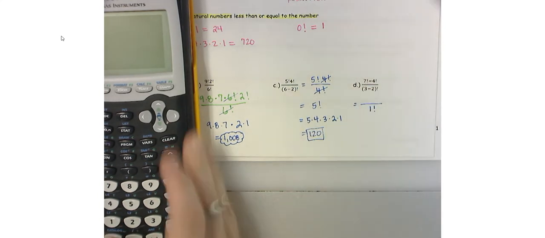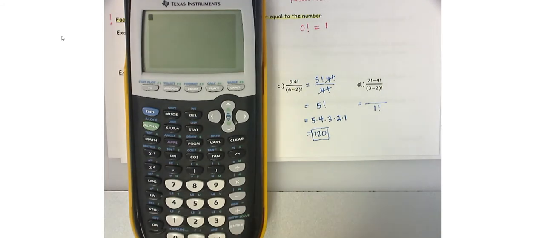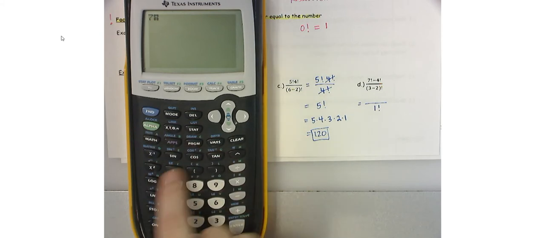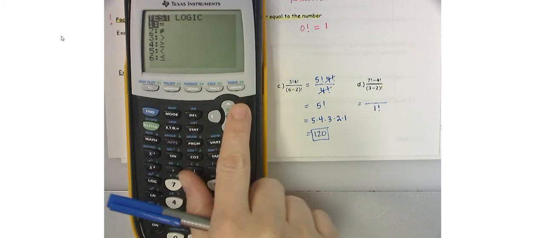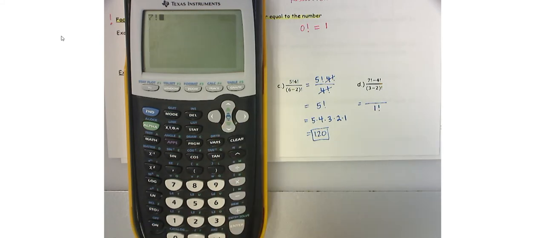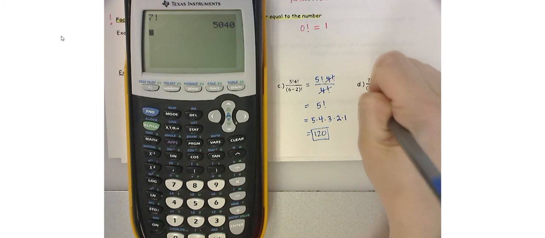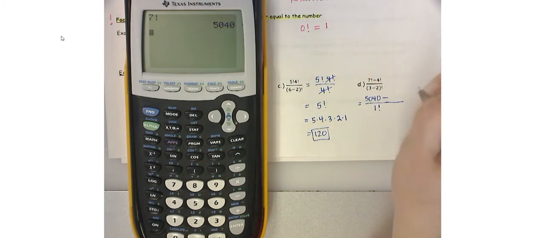okay, we get 5,040. 4 factorial is just 4 times 3 times 2. So what's that going to be? 4 times 3 is 12. 12 times 2, 24. So then if we just subtract 5,040 minus 24, do 5,040 minus 20, 5,020, 5,016. And then it's over 1, so it's 5,016. That will be your final answer.